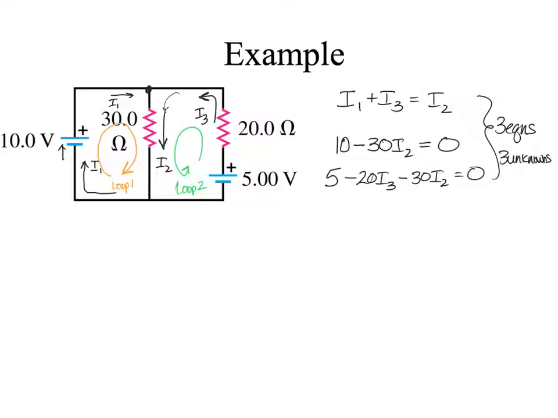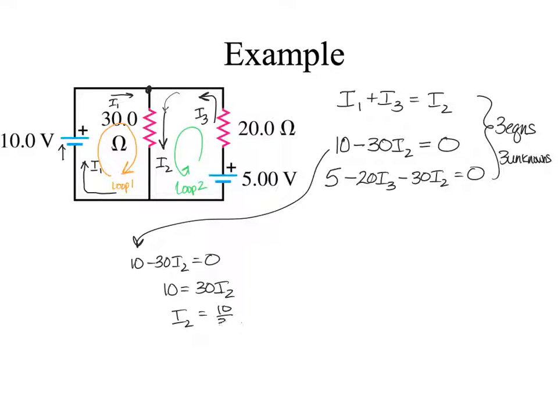Now this one, I was pretty lucky. This equation right here is pretty easy to solve. I get 10 minus 30 I2 equals 0. 10 is equal to 30 I2. I2 is going to be 10 over 30, or just 1/3. That one was easy. So usually the algebra is a little bit more involved.